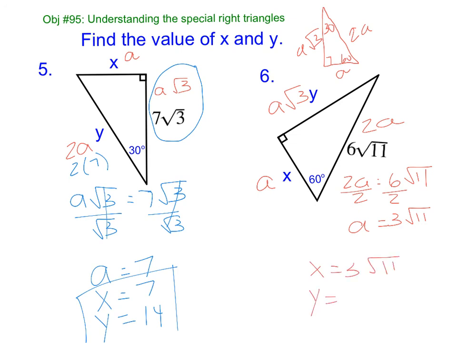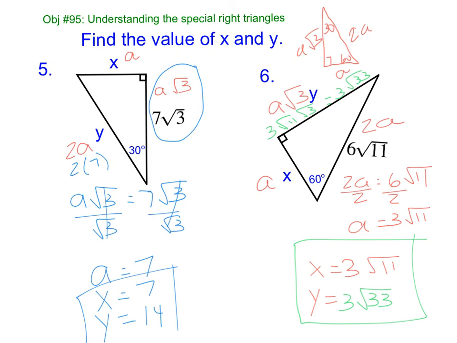What is Y equal to? So Y is A root 3, right? So we have 3 root 11 root 3. Well, the roots are allowed to multiply. So that's 3 root 33. Can we simplify that? That is no. That's a no. 3 root 33. And that's it. All right, so we are basically done.